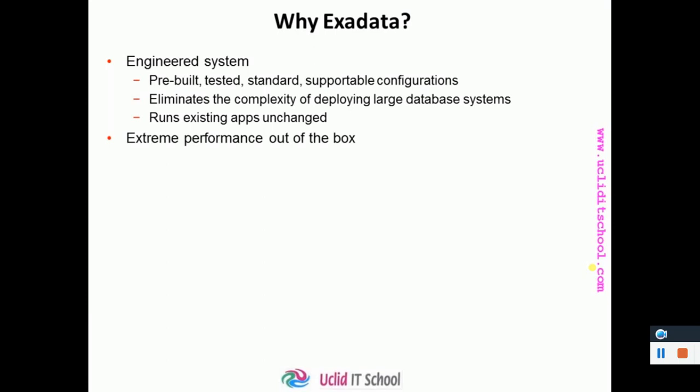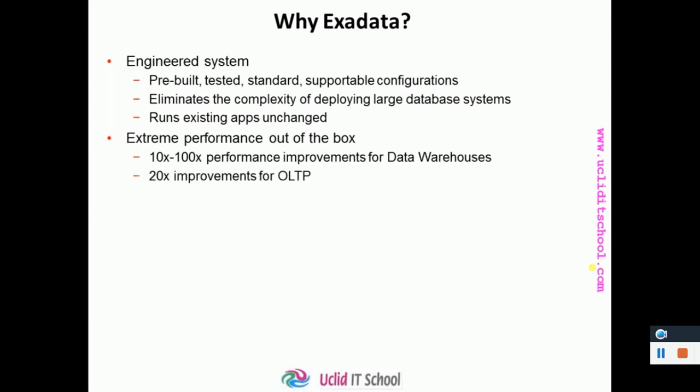Just now we understood the capacity of the Exadata box, right? It is huge in terms of memory, CPU, and storage. Every component is a very high-end component. And to give you an idea of how much performance you can expect: if you are running data warehouse workloads, you can expect a minimum of 10 times performance improvement, and some customers got up to 100 times performance improvement. This is what Oracle says. So minimum 10 times and up to 100 times. If you are running OLTP workloads, you can expect up to 20 times performance improvement out of the box, without doing any changes to your code or any application changes.